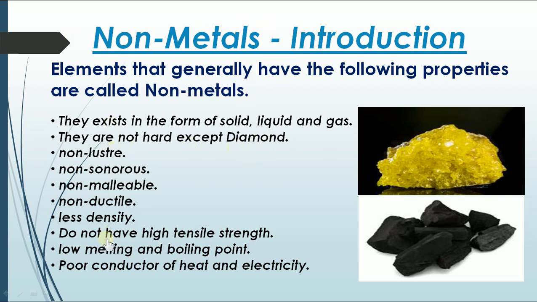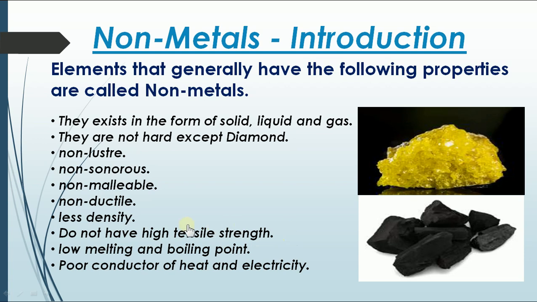The other general properties are non-lustrous, that means they are not very shining; non-sonorous, they do not produce sound when they strike each other; non-malleable, they cannot be beaten into sheets; non-ductile, they cannot be drawn into wires. They have low density, because when you weigh charcoal, for this volume you will find less mass. That indicates low density, and they do not have a high tensile strength.